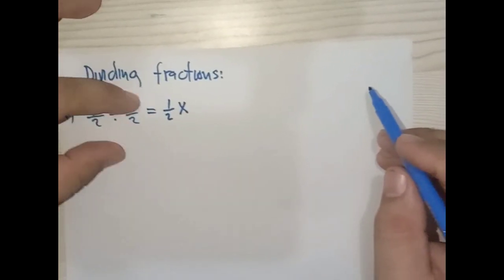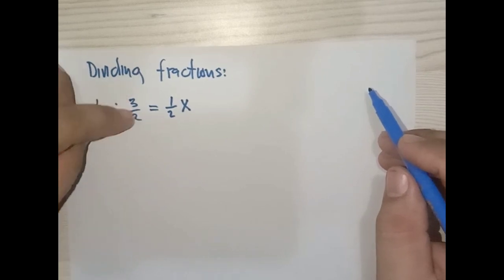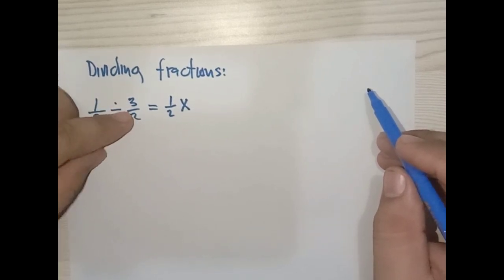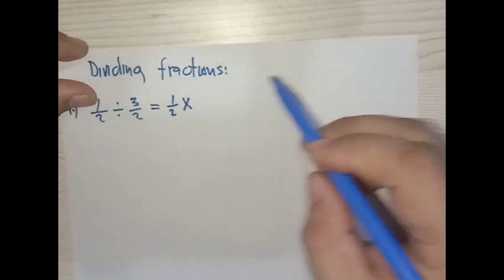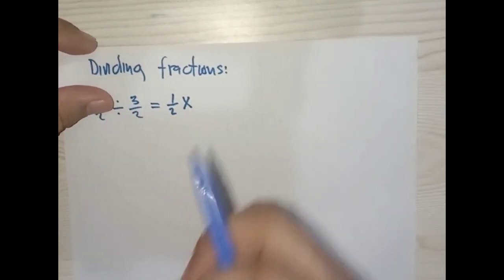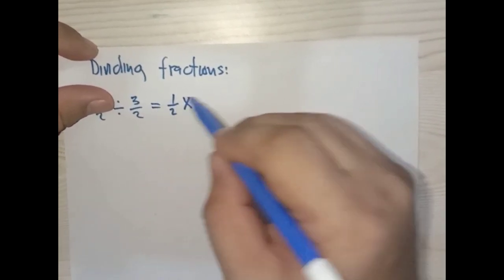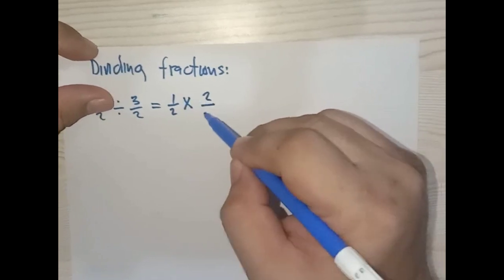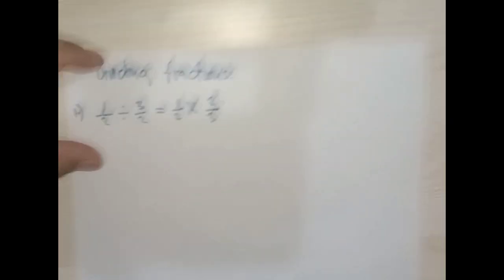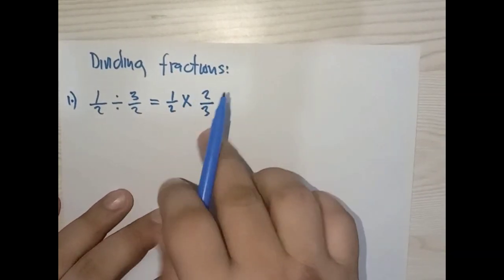Okay. So, and then, third step is, itong last term natin na 3 over 2 is i-inverse natin, or the reciprocal of 3 over 2. So, the reciprocal of 3 over 2 is 2 over 3. Okay? And then, proceed na tayo sa multiplication.